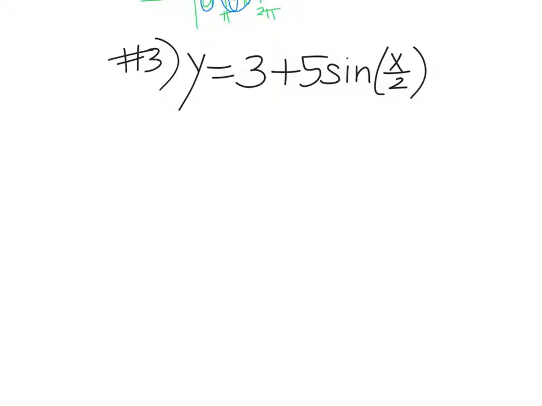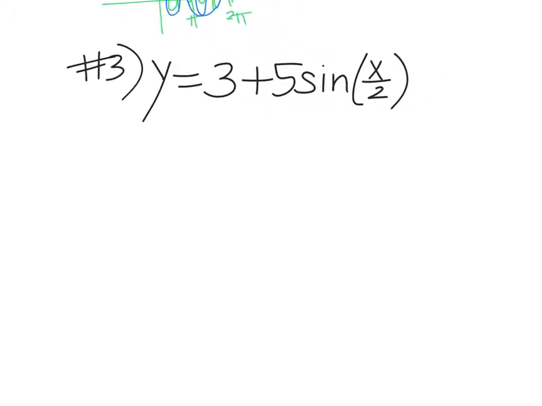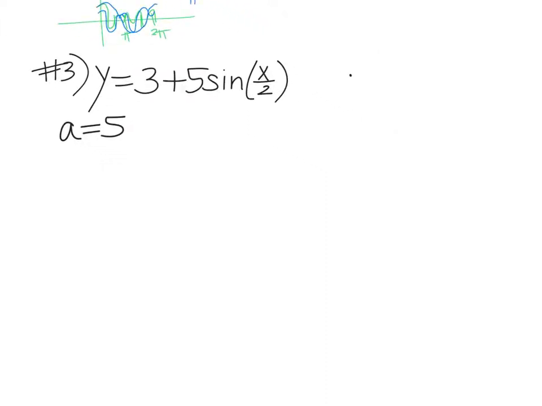Okay, so here we go. We got to talk about this one. This one has an amplitude of 5. But do you see that 3 in the front, 3 plus? A lot of people don't like it written like that. It's the same thing as writing y equals 5 sine of x over 2 plus 3. Sometimes they'll put it in the front though, okay?